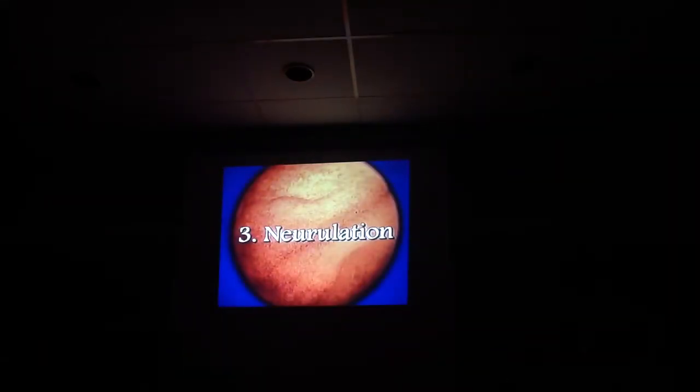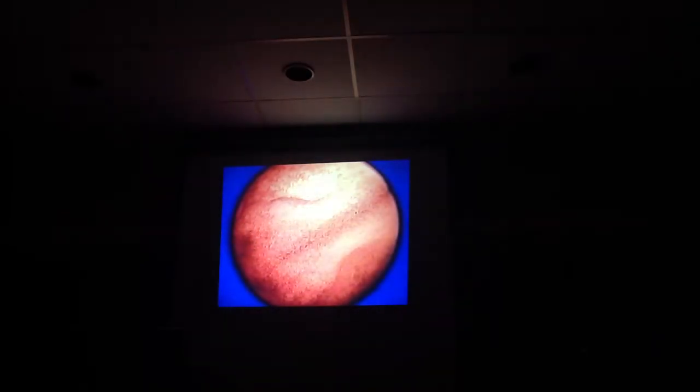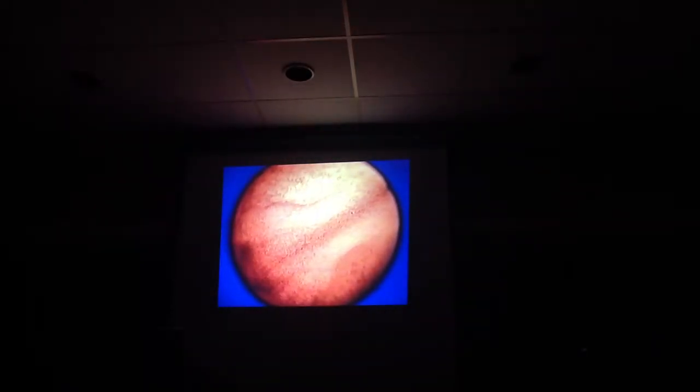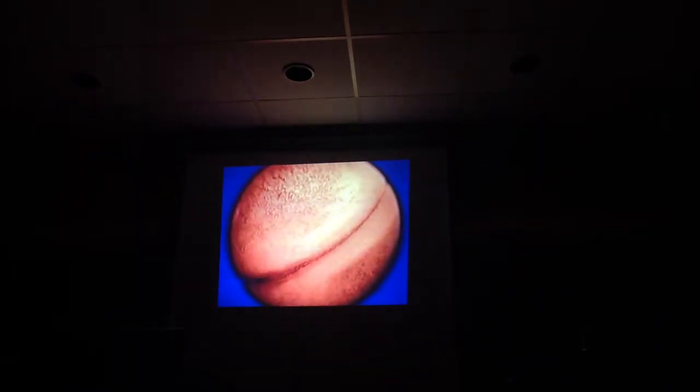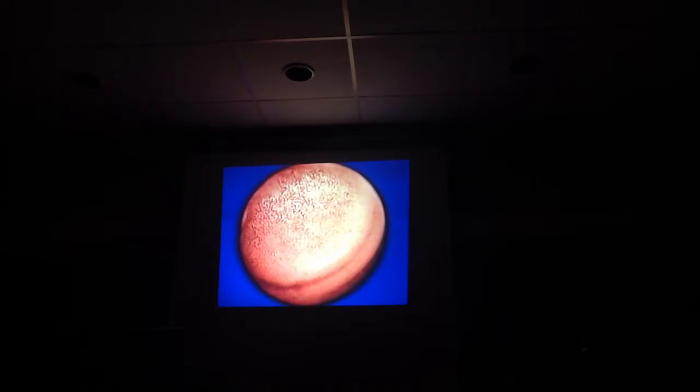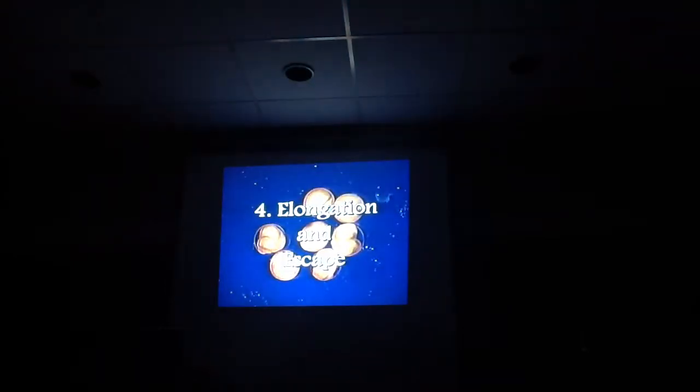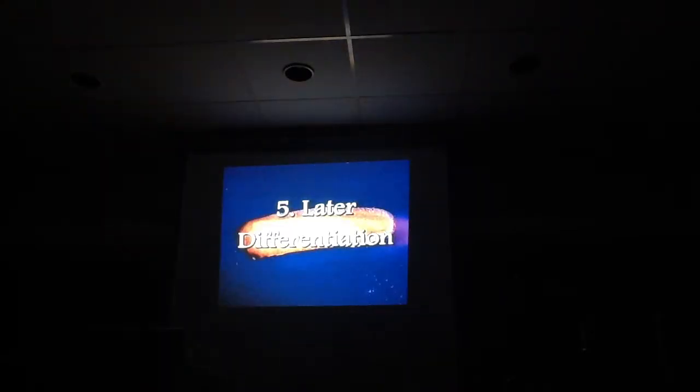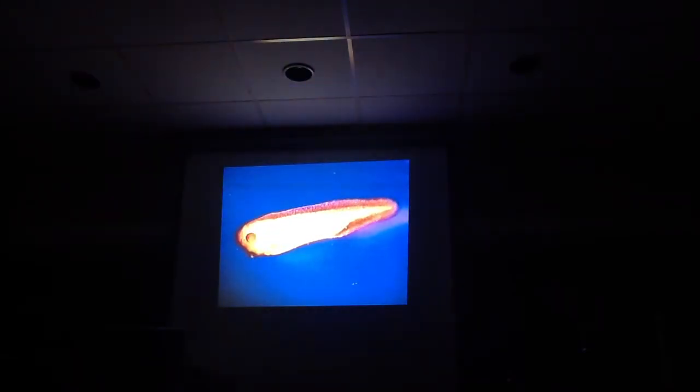Our third phase is called neurulation, when the future backbone starts to form. Our fourth phase covers further elongation of the embryo and its escape from the egg membrane. And finally, our fifth phase shows some of the events of later differentiation as the tadpole becomes more recognizable.